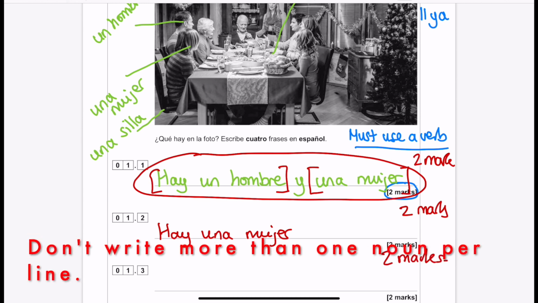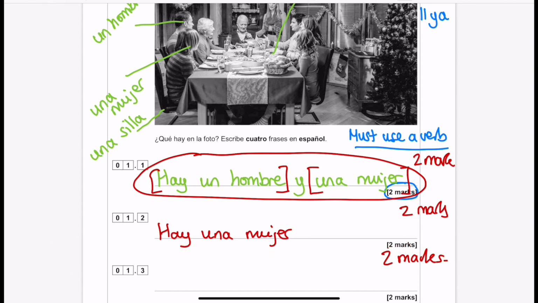Don't write more than 1 noun for each sentence. You only want to contain 1 noun. Don't put any connectives. Just keep your sentence short and simple. And I would start each and every sentence with there is or there are. And that's all there is to it.